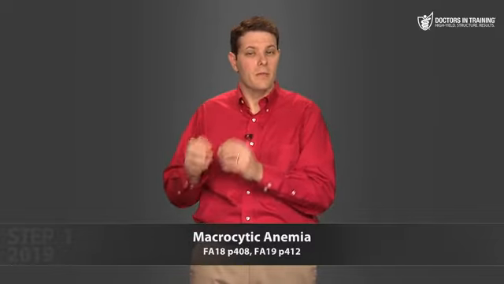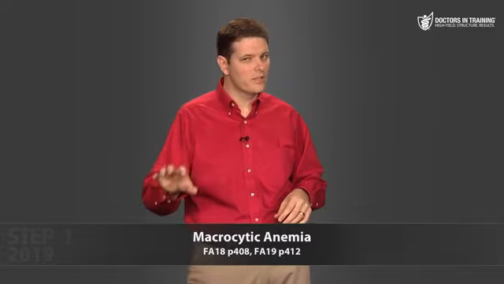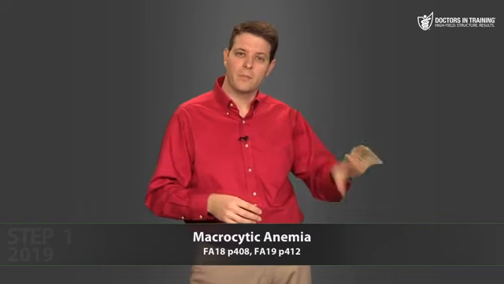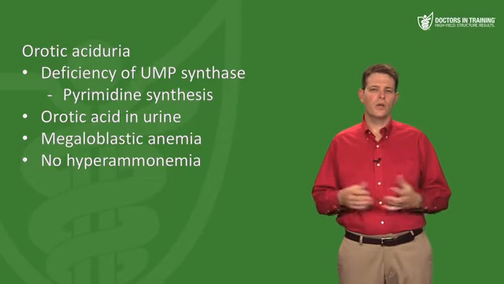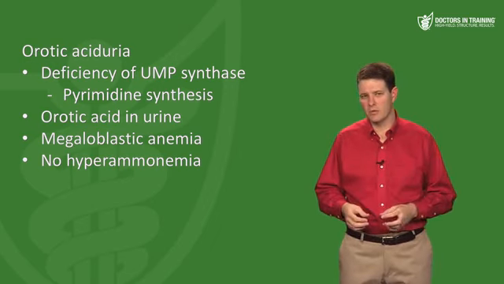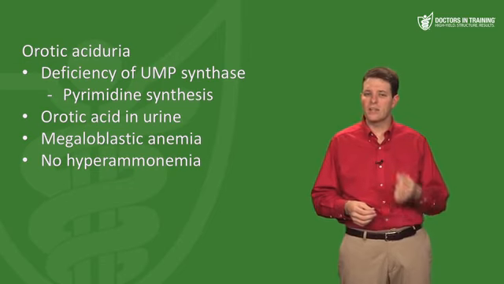But the problem is that empiric treatment with folic acid may correct the anemia, but if there's also B12 deficiency, that folate isn't going to treat the B12 deficiency, and you can still get all those neurological problems from the underlying B12 deficiency. Earlier in the course, we also discussed one type of megaloblastic anemia that is not correctable by giving B12 or folate. Remember what that was? Orotic aciduria.